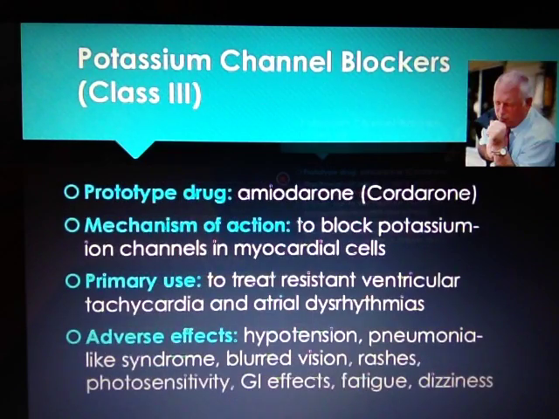Potassium channel blockers, the prototype drug is amiodarone. They block potassium ion channels in myocardial cells. They're used primarily to treat resistant ventricular tachycardia and also atrial dysrhythmias. Adverse effects are hypotension, pneumonia-like syndrome, blurred vision, rashes, photosensitivity, GI effects, fatigue, and dizziness.